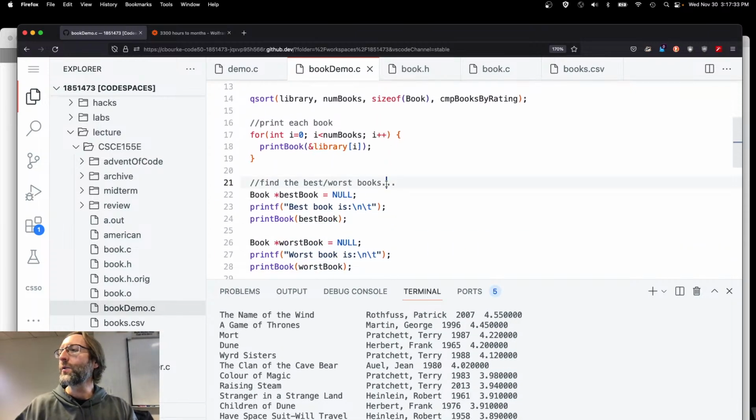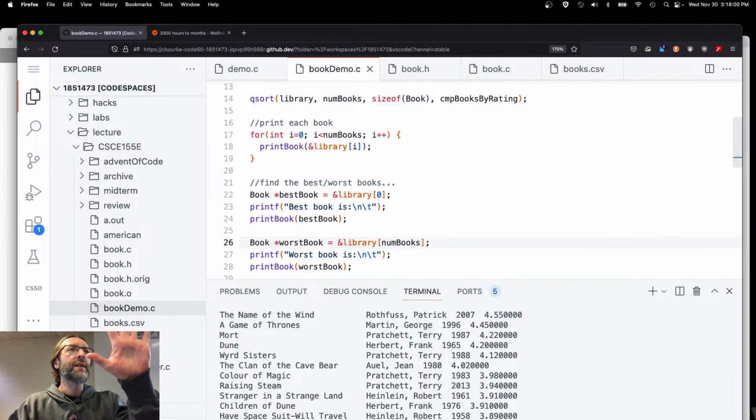So now what we can do to solve this problem that we had to write our own functions for before is don't call your own functions. The best book is where? At the top. Library sub 0. And because it expects a pointer here, I'm going to have to put an ampersand in front of it. Down here, library. Where's the worst book? At the end. Num books. Is that correct? If there are 5 books, is the fifth one at the end? 0, 1, 2, 3, 4. I need to subtract 1 because of 0 indexing.